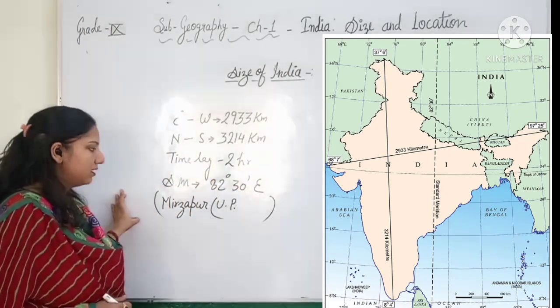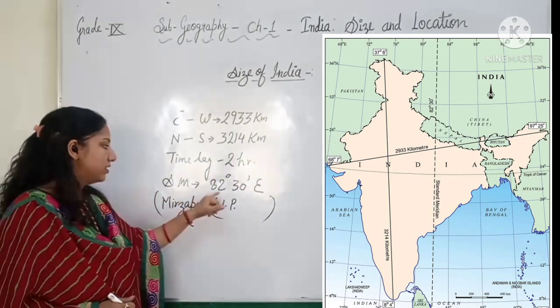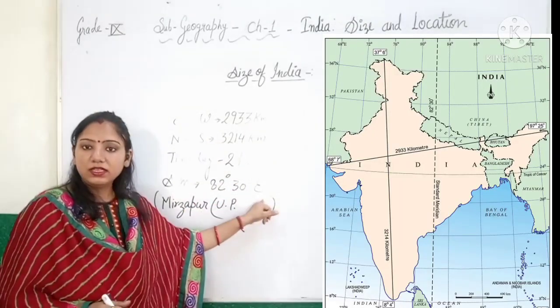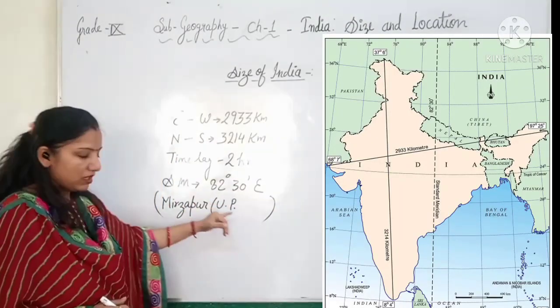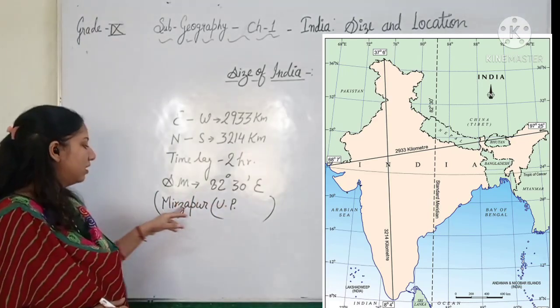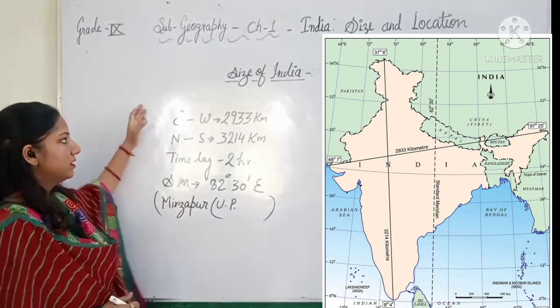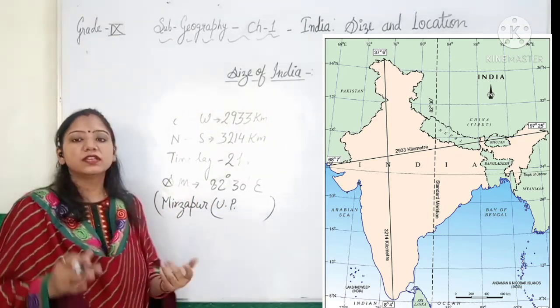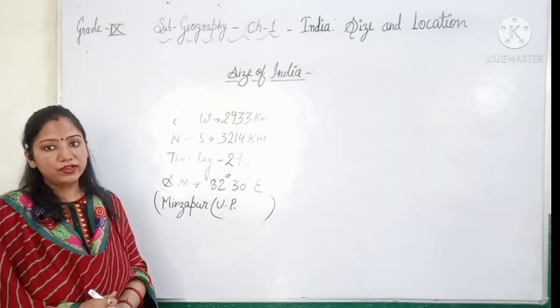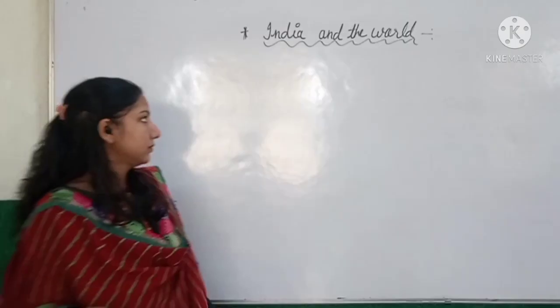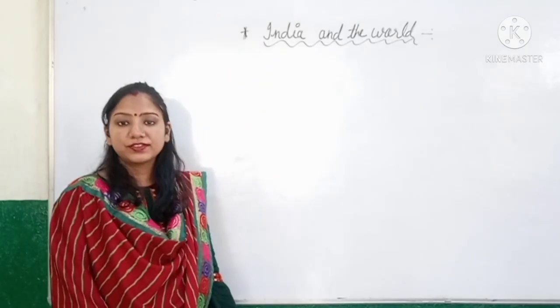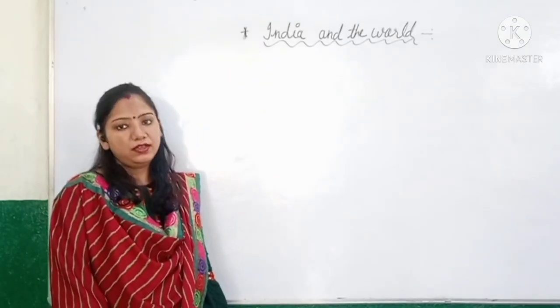And then the standard meridian, which is situated at 82 degree 30 minute east, in which state? In Uttar Pradesh, at Mirzapur. So that is the size and the location of our country. So students, we have studied now the size and location.